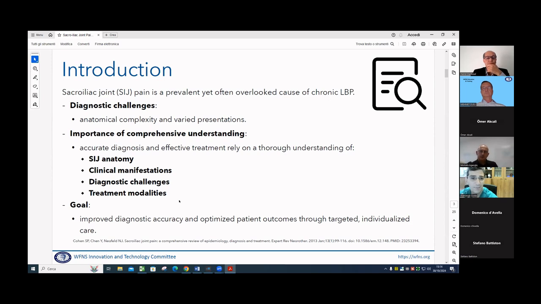From the introduction, it is a complex joint connecting the sacrum to the iliac bone, and there is a complex system of muscles and ligaments that work together to provide stability and to connect the lumbar spine with the hip joint and have a participation in the sagittal balance. So in this presentation, we will see some key points from the anatomy, the clinical manifestation, and the problems in the diagnostic challenges, in order to understand when a sacroiliac joint pain must be considered and what the treatment modalities are.